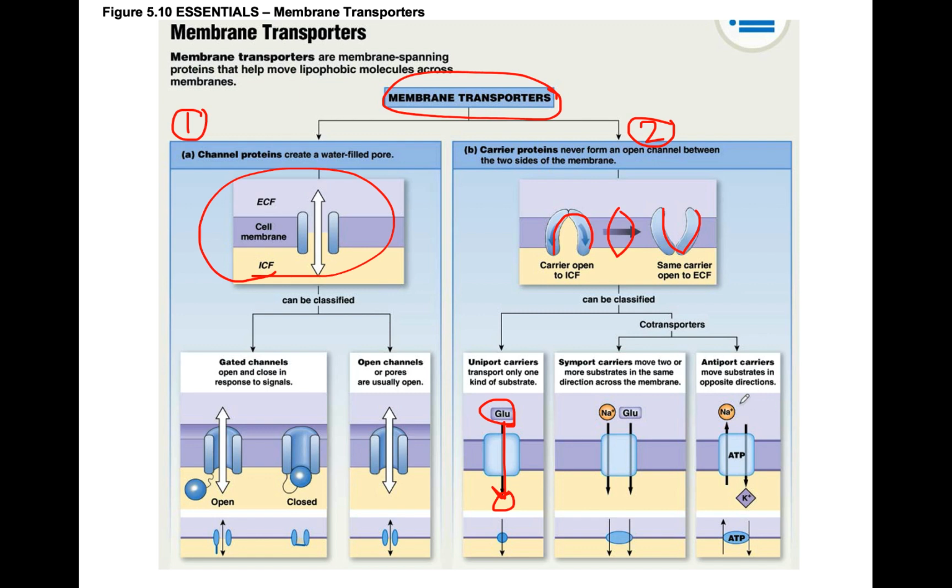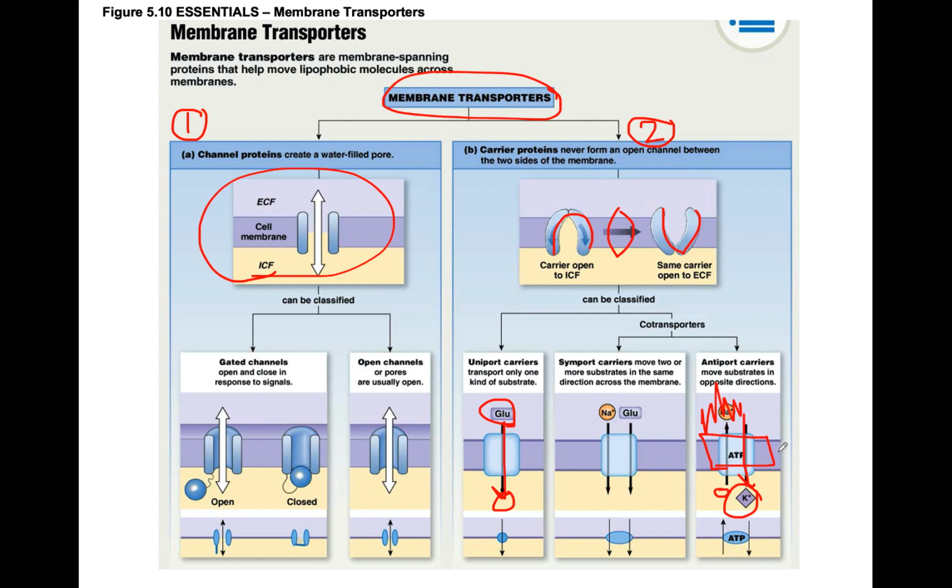However, if you're moving things against their gradient, like sodium, you're moving sodium from an area where there's very few sodium to an area where there's already a lot of sodium, you're moving it against where it naturally, by diffusion, wants to go. Same with potassium. You're moving it towards an area where there's already a lot of potassium. You're moving these guys against their gradients. At that point, it requires ATP. You have to force them with energy.